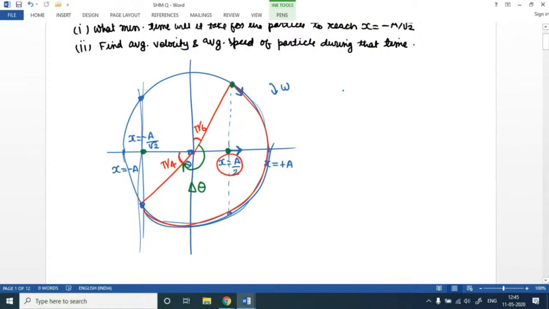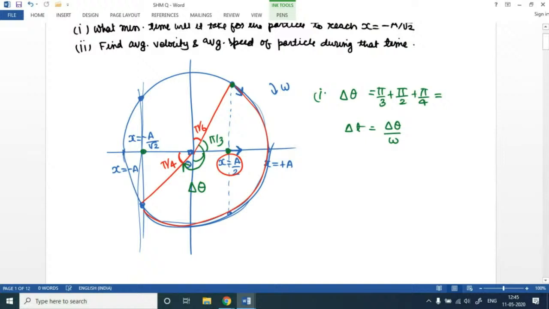And delta theta, you should realize, is nothing but this angle here, which is basically pi by 3, and this here is pi by 2, and this here is pi by 4. So pi by 3 plus pi by 2 plus pi by 4 over here, obviously you will be able to add that. Once delta theta is known, delta t you will be able to find out. That would be nothing but delta theta upon omega, and omega is given in the question.